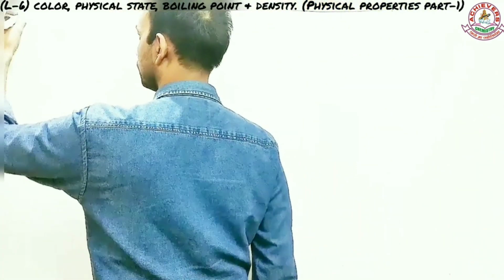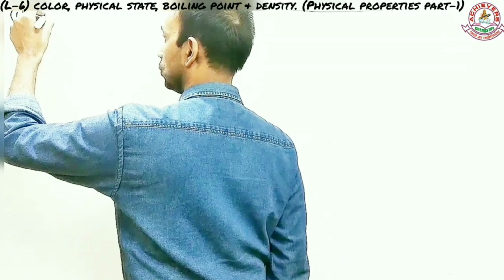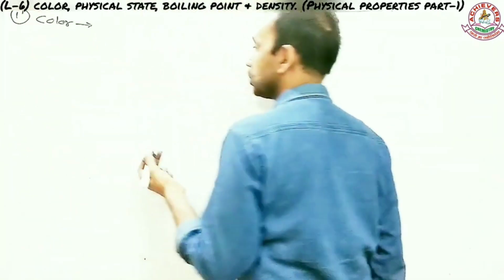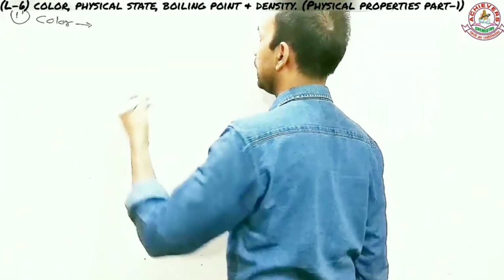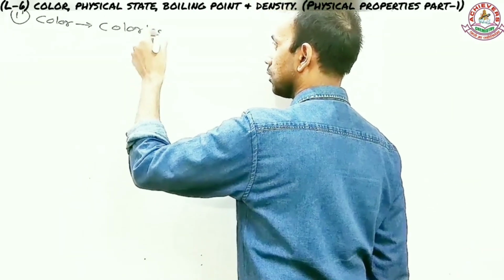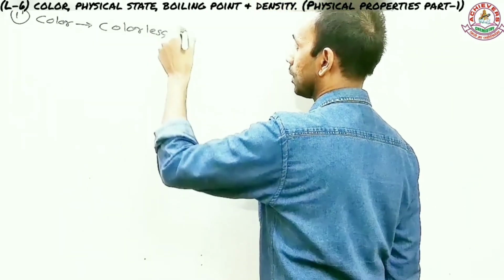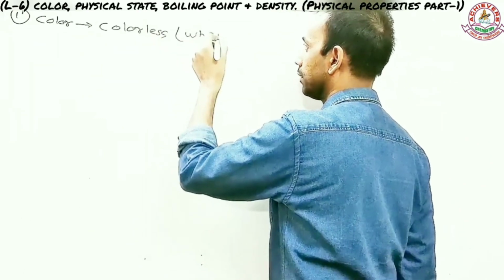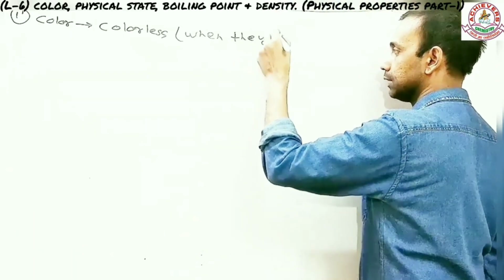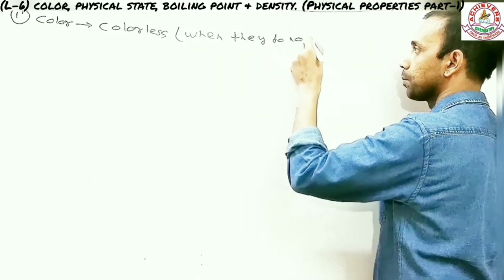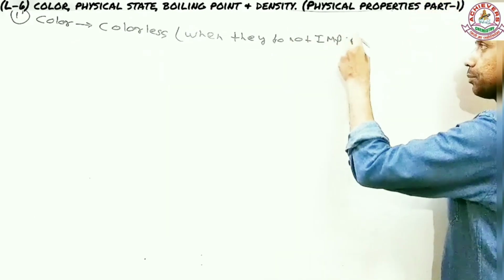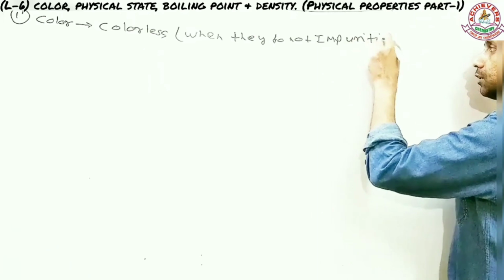Let's start. The first one is the color of the haloalkanes. Most of the time, or almost all the time, the haloalkanes are colorless. The haloalkanes are colorless when they are without impurities. They do not have impurities. So if they do not have impurities, they are going to be colorless.